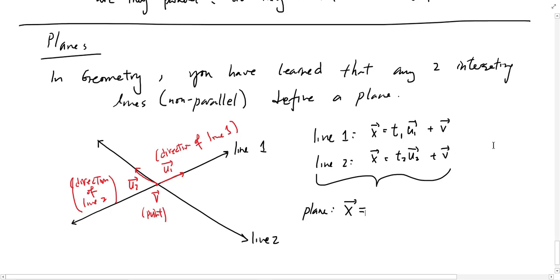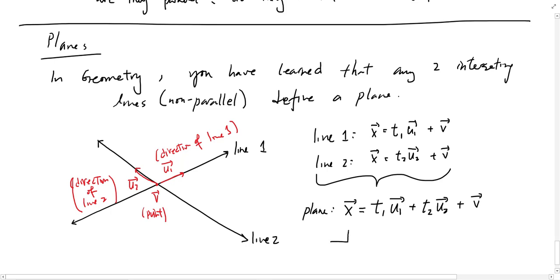And here's the important part: because I'm allowed to travel in 2 different directions, that's the reason why it's dimension 2. So the dimension is directly related to the number of directions that we can travel, and forward and back is considered one direction. In this case, I can travel in the line 1 direction or the line 2 direction, so 2 directions means this is now 2-dimensional. So how to write out the plane's parametric representation is just this: vector x equals t1 vector u1 plus t2 vector u2 plus vector v.